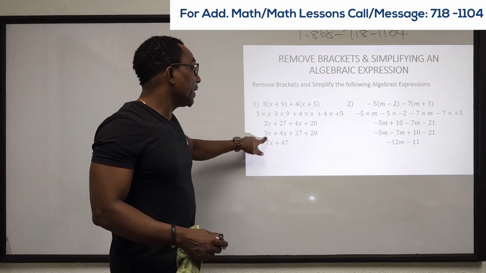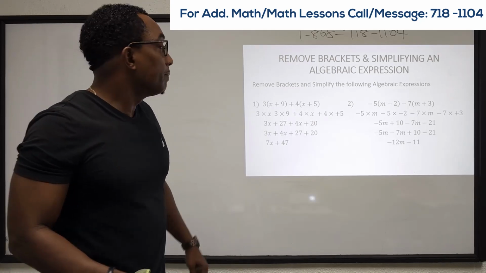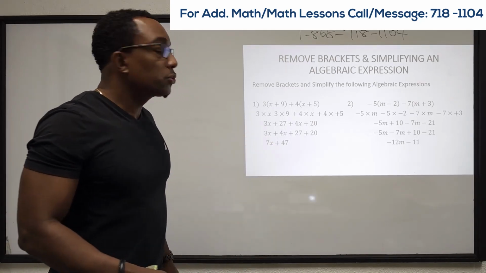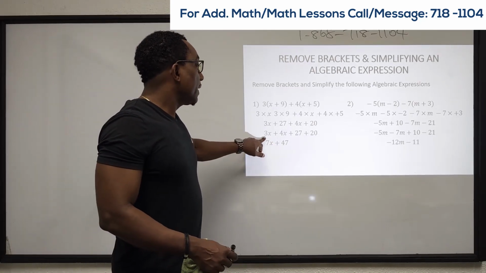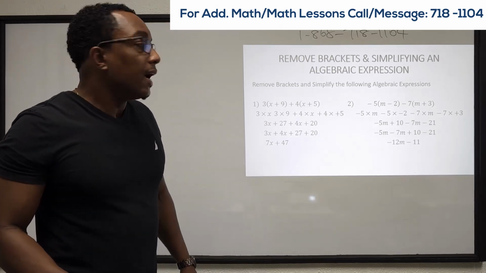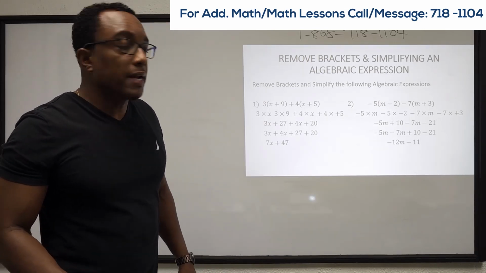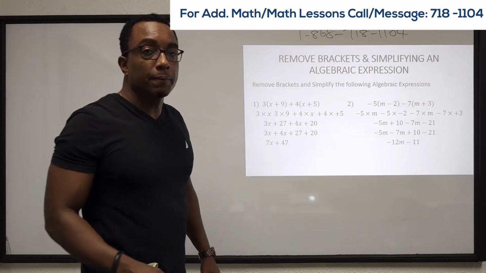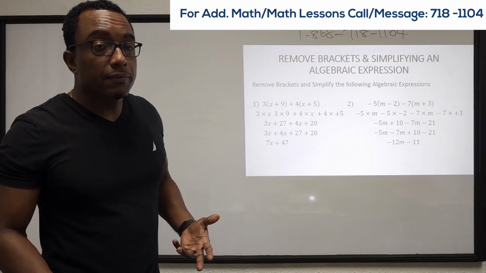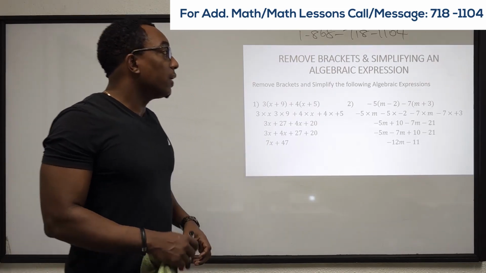So we're going to put 3x plus 4x together and plus 27 plus 20 together to give us 3x plus 4x is 7x, and plus 27 plus 20 will give us plus 47. And of course, nothing else can be done further here, so this remains as your answer.